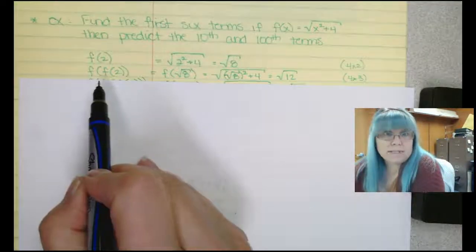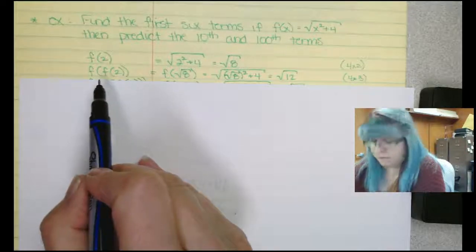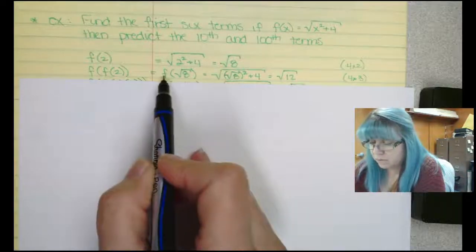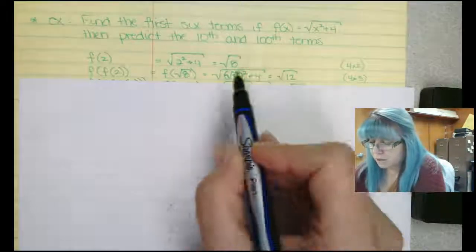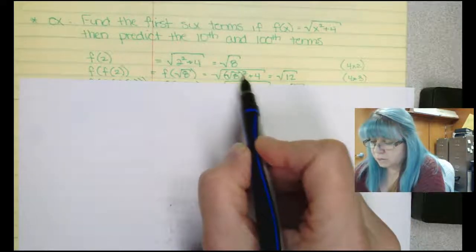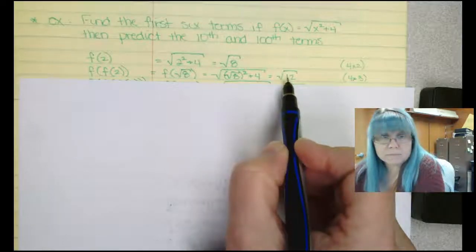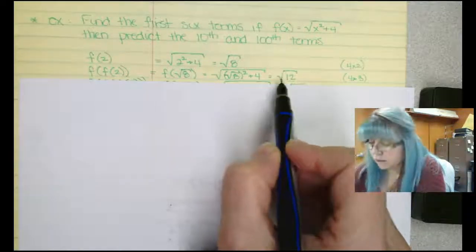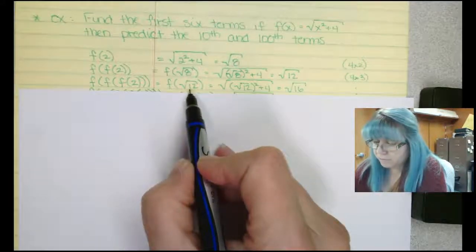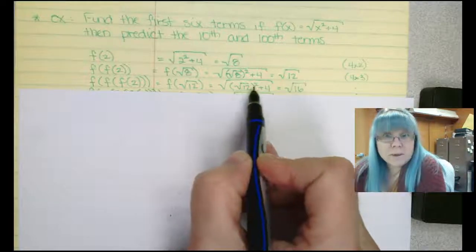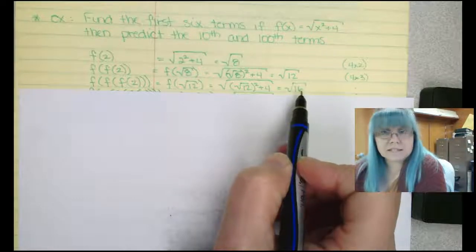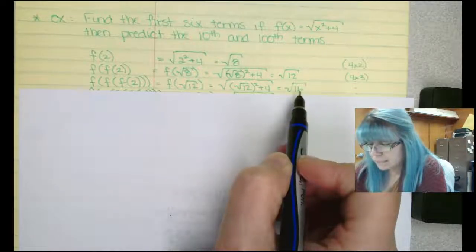The second one is going to be the function of the function at 2. Well, the function at 2 was the square root of 8, so therefore it's the function at square root of 8. So we plug square root of 8 wherever we see an x. The square root of 8 squared plus 4 is the square root of 12. We bring this square root of 12 into the next one. So it is the function at square root of 12. The square root of 12 squared is 12, plus 4 is the square root of 16. Yes, I know that's 4, but let's leave it as the square root of 16. And let's continue.